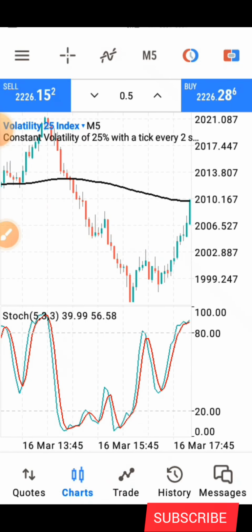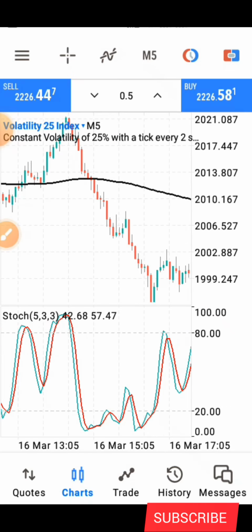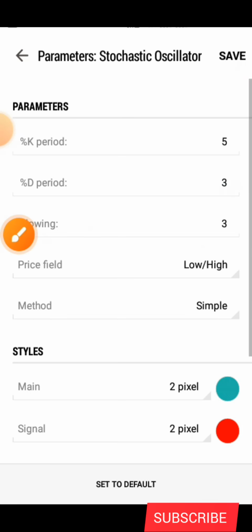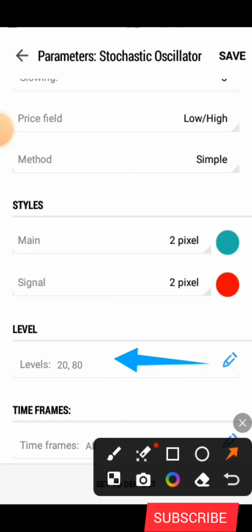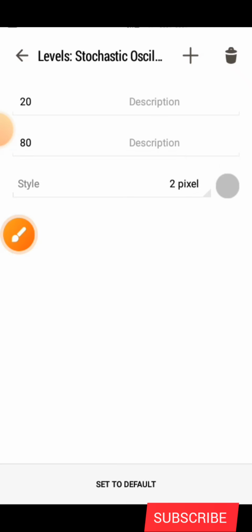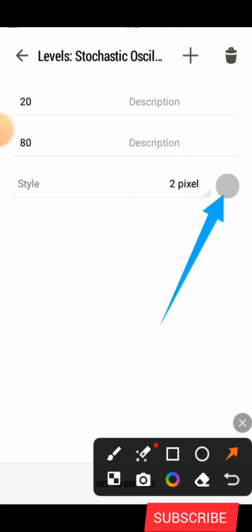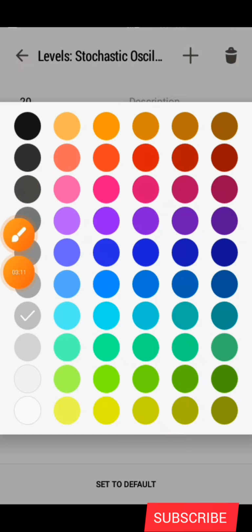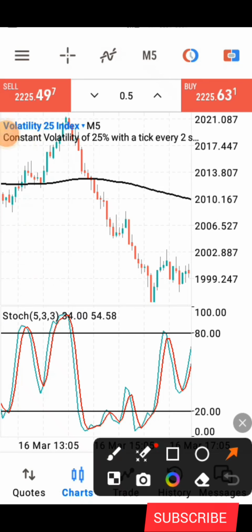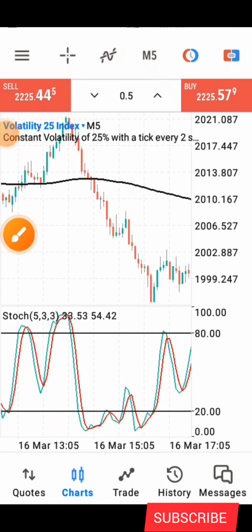Now to make the levels more bold so that you can see what you are doing very well, you are going to go here, click on this again, and then click on the levels. You are going to change this pixel to 2 pixel, and you make the color black. Then you go back and you click on save. Now you can see the lines are bold and you can see them. That's pretty much everything for the setting.